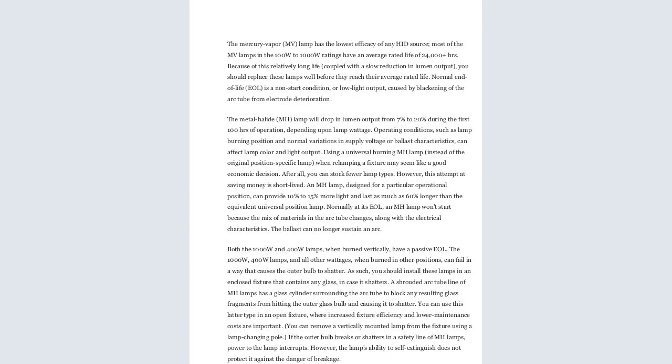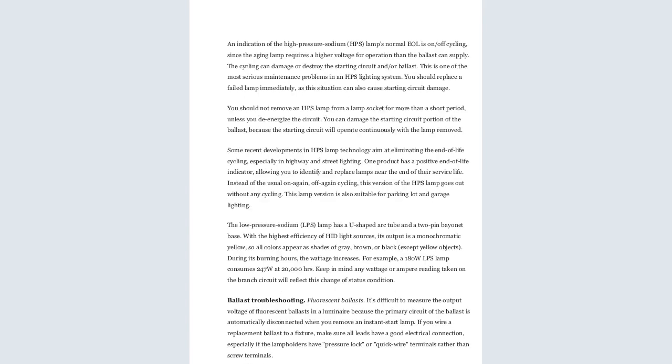So I think we have covered almost everything. The metal halide lamp will drop in lumen percent. Those are now the efficiency, the working, the optimization of lighting if it is not working correctly.